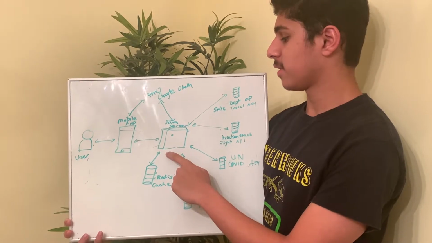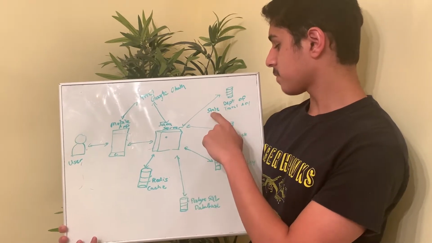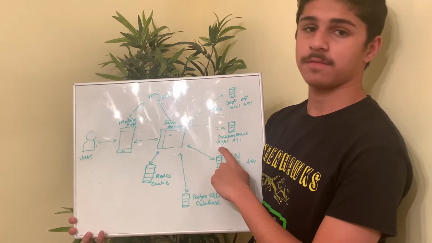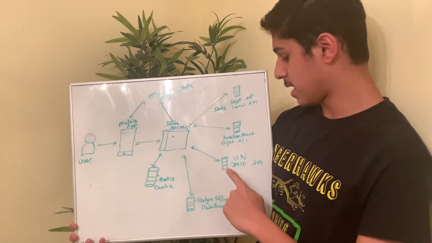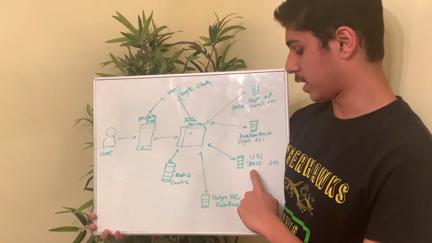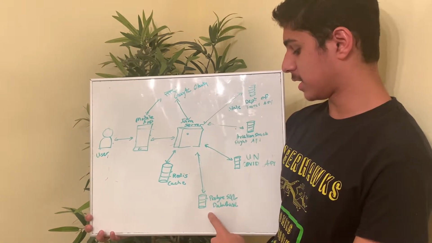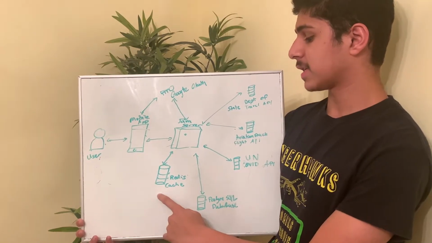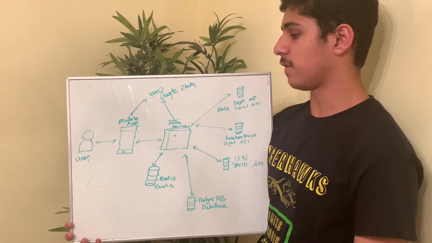The backend server was written in Java, which communicates with the State Department's API for travel information, the Aviation Stack API for flight information, and the UN API for COVID information. It also communicates with the PostgreSQL database, which is used to store user and trip information, and the Redis cache, which was implemented as a solution to solve latency.